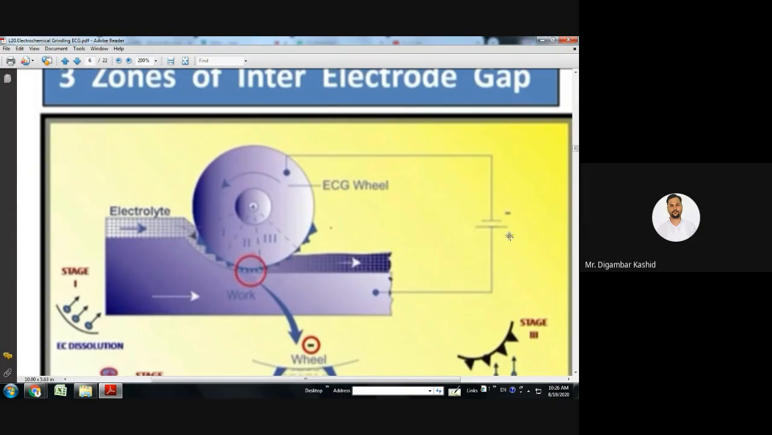Okay, abrasive grinding wheel. And in between your grinding wheel and your workpiece there should be some interelectrode gap, that is the IEG gap. So here also there is an interelectrode gap, and in between that gap we have to flow electrolyte. So here you can see I have shown the arrow of the flowing of electrolyte also.